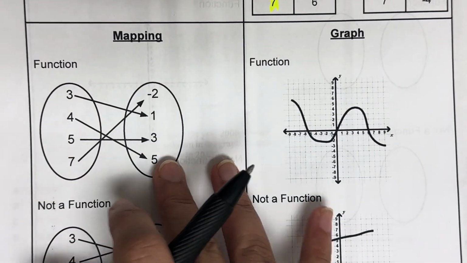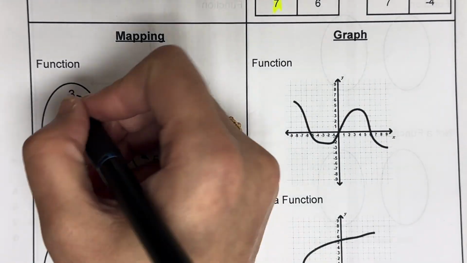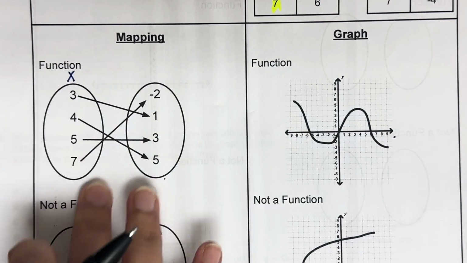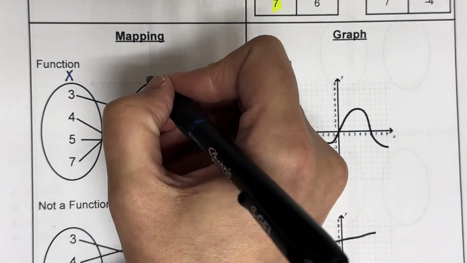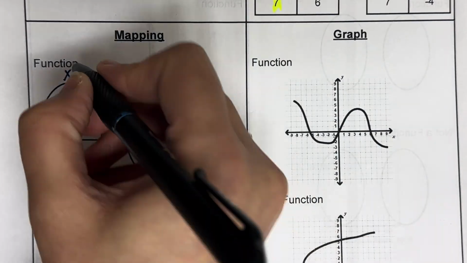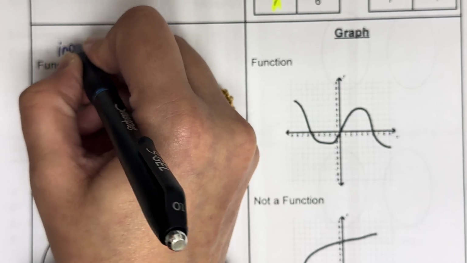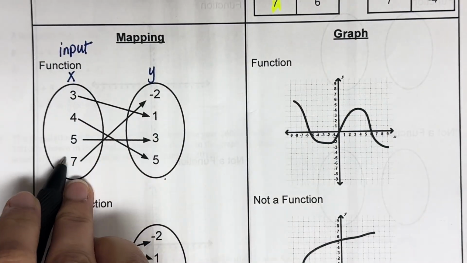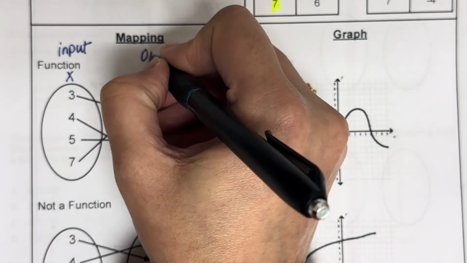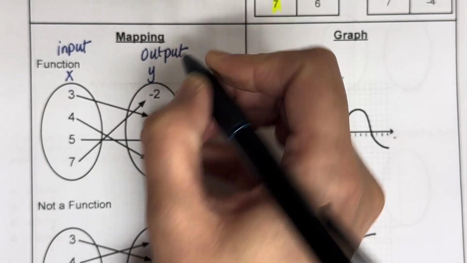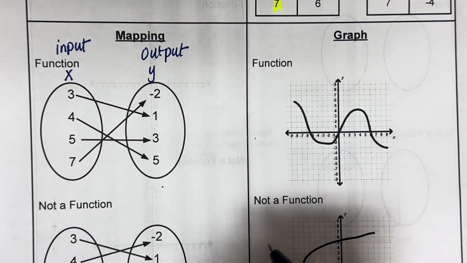This is called mapping. This is the first oval, the numbers, these are x and these are y values. X is also called input. So this is my input and my result is the output. So y is also called output.